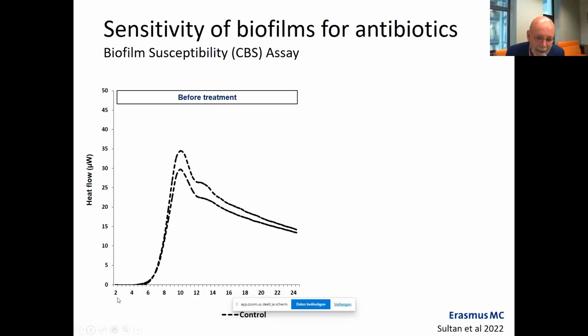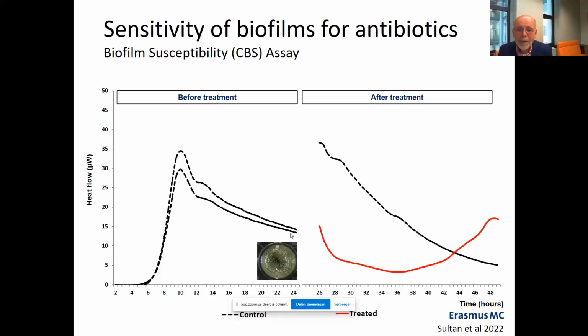And initially, you see an increase in growth, and then after roughly 10 hours, there's a peak, and then it shallows down. When we took the vial out, I hope you can appreciate, there are indeed clusters in the bottom of the small vial. Then we took the vial, exposed it to antibiotics, in this case rifampicin, and then you can clearly see that the amount of energy reduces dramatically.